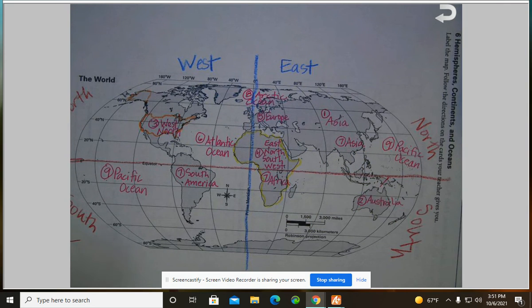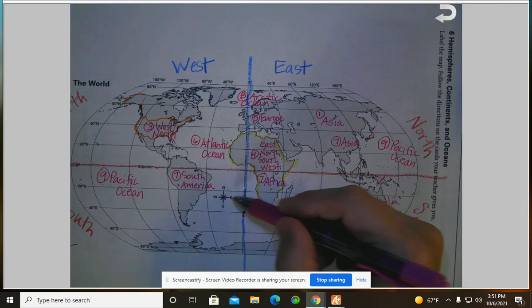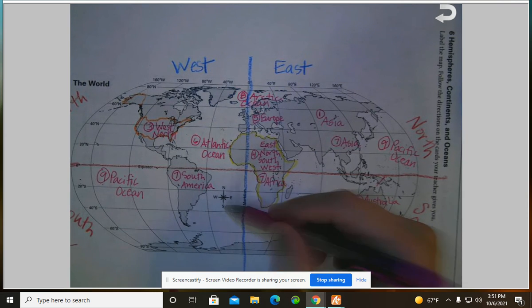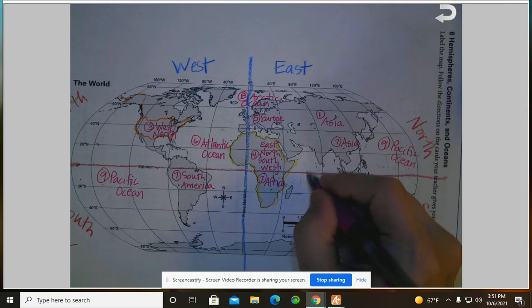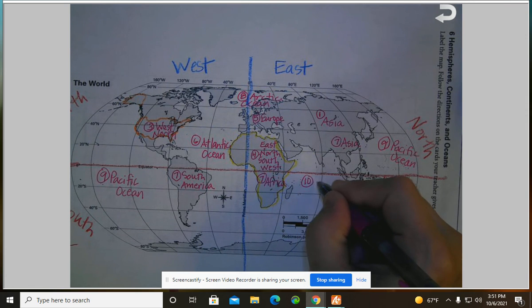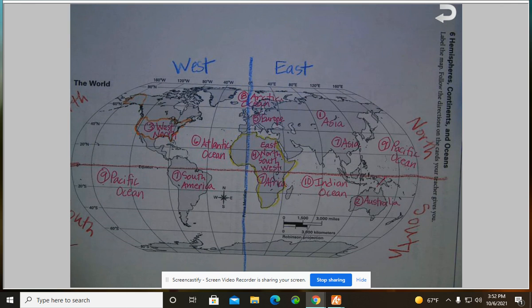Number 10, label the ocean that lies to the south of Asia. Here's Asia. Looking at my compass rose, I know that south is down. So going directly down, number 10 is the Indian Ocean. And that wraps up Hemispheres, Continents, and Oceans.